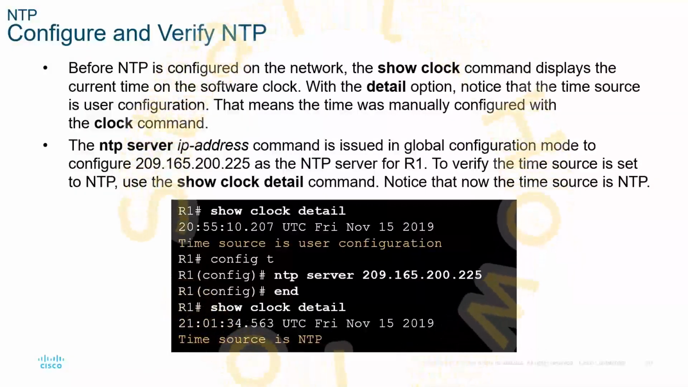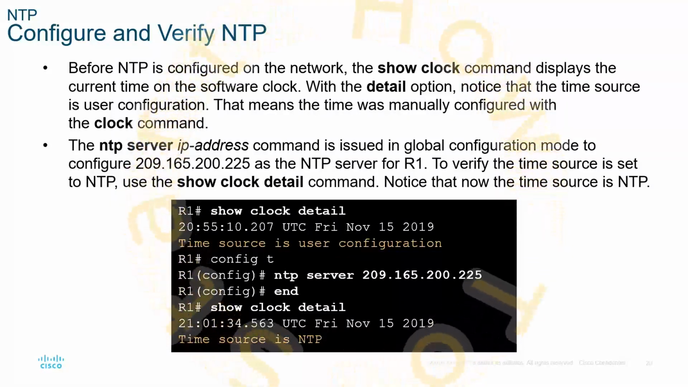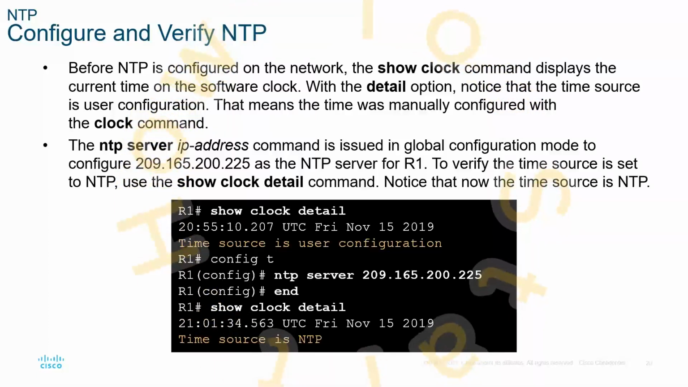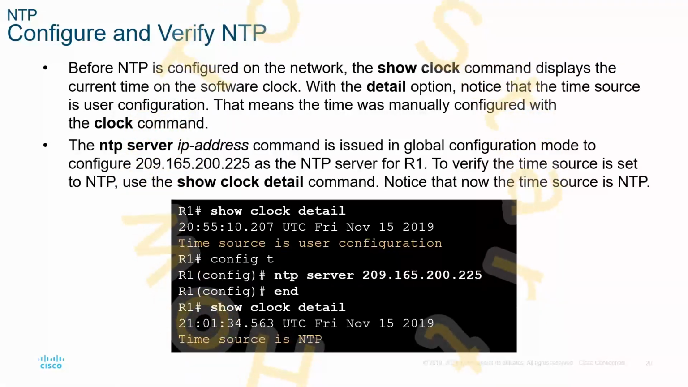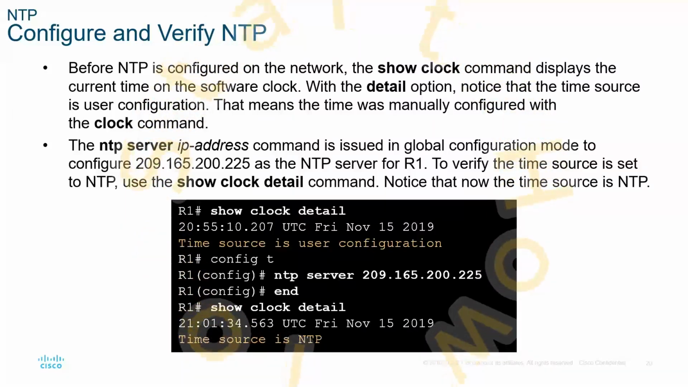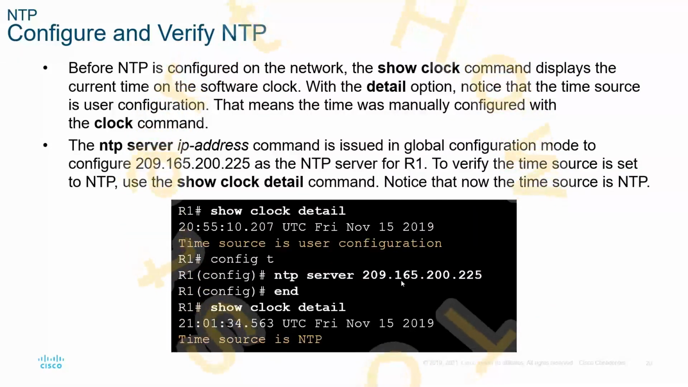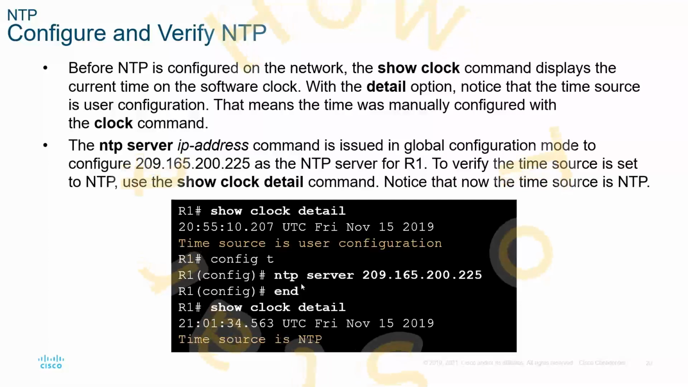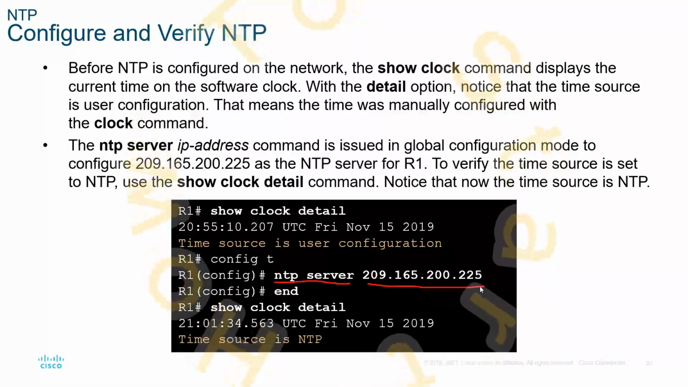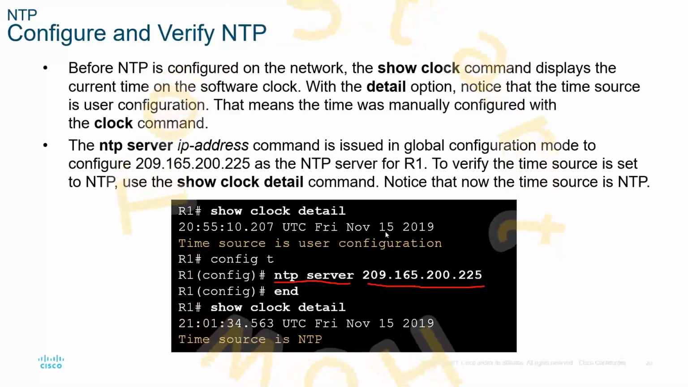How do we verify? Well, from the exec mode, we can do a show clock detail, and that will give us our time. How do we configure an NTP server? Pretty straightforward. From the global configuration, ntp server, type in the address. And here it is right here, ntp server, type in the address, and that is where it will get its time.